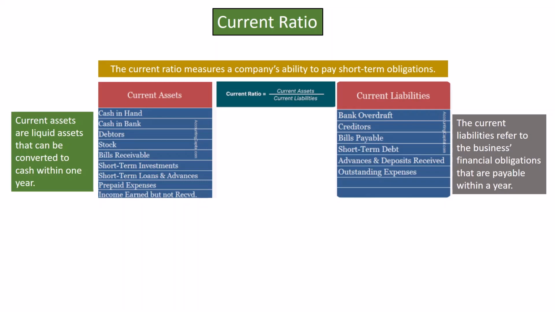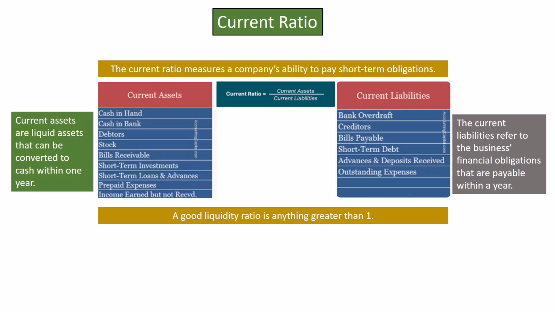We have bought some material, raw material or some others from the suppliers for which we need to pay the bills. Short-term debt, advances and deposits received, outstanding expenses. These are all current liabilities. That means we have to settle these expenses within 12 months. Then these are all called current liabilities. It is our obligation to pay all these bills. The ratio between current assets and current liabilities is called the current ratio.